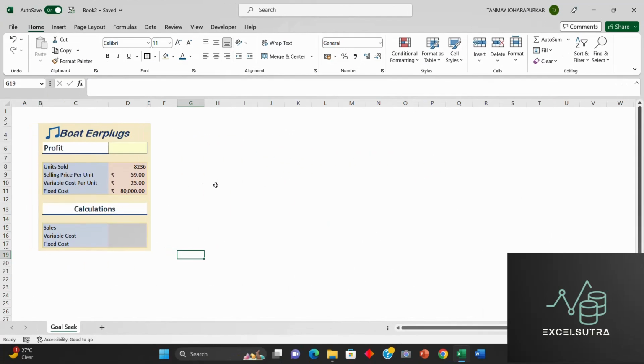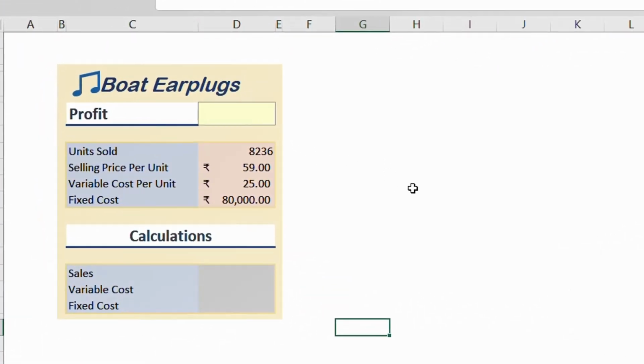So now let's try to understand the scenario first. The interviewer gave you this data. For both earplugs, quantity sold is 8236. Selling price per unit is 59. Variable cost per unit is 25. And fixed cost, which is not going to change irrespective of change in quantity, is 80,000. So let's say quantity, we can change it to any number.